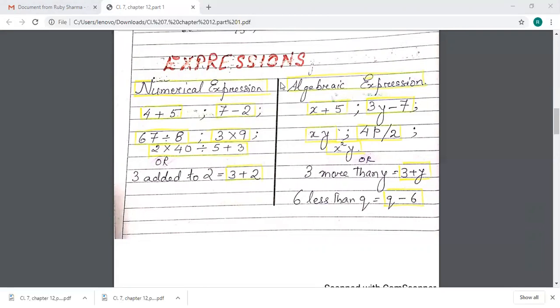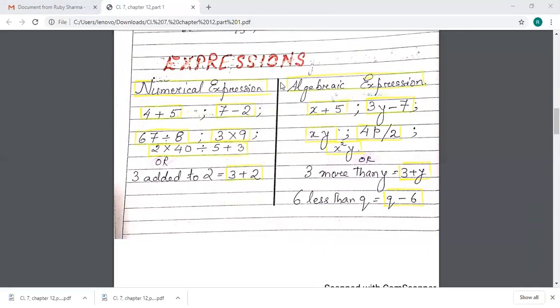Now since you know what a numerical expression is, it will be easy for you to understand an algebraic expression. Here we have constants and literals or variables which are separated by the fundamental operations like plus, minus, multiplication and division. When we say x plus 5, it is an algebraic expression where the variable x and the constant 5 are added.